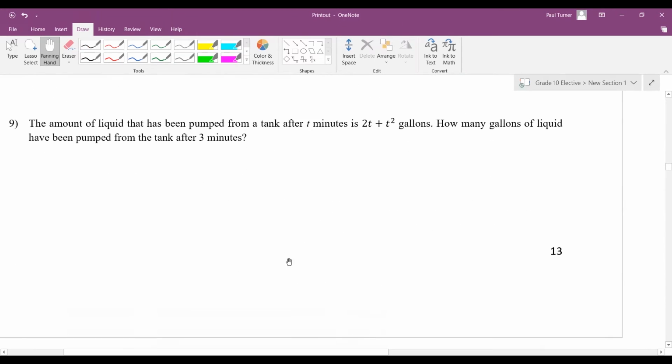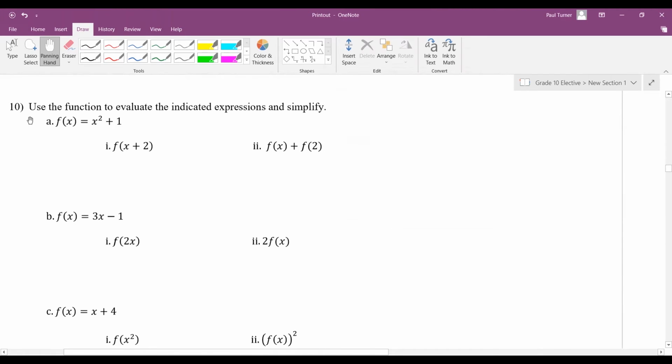Question 9, yeah, you can do that one easy. So question 10, we need to calculate f(x + 2). So remember what I said, you put this into your function there. So f(x + 2) will be (x + 2) squared plus 1.